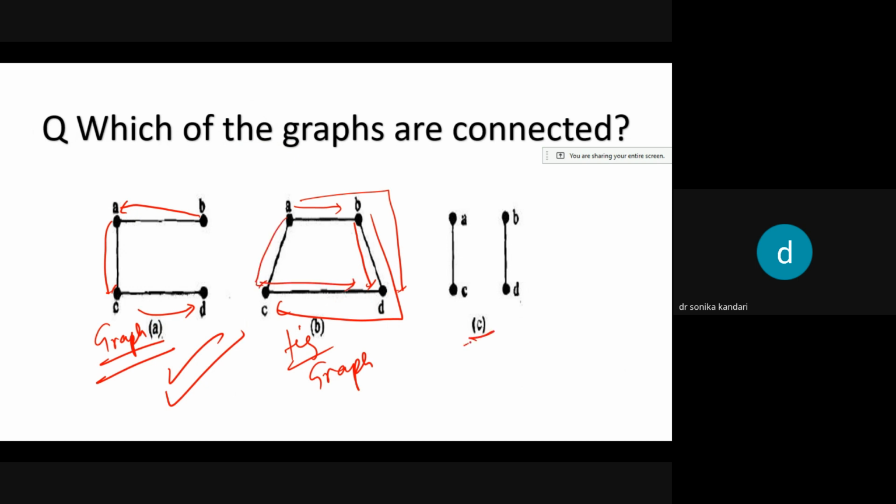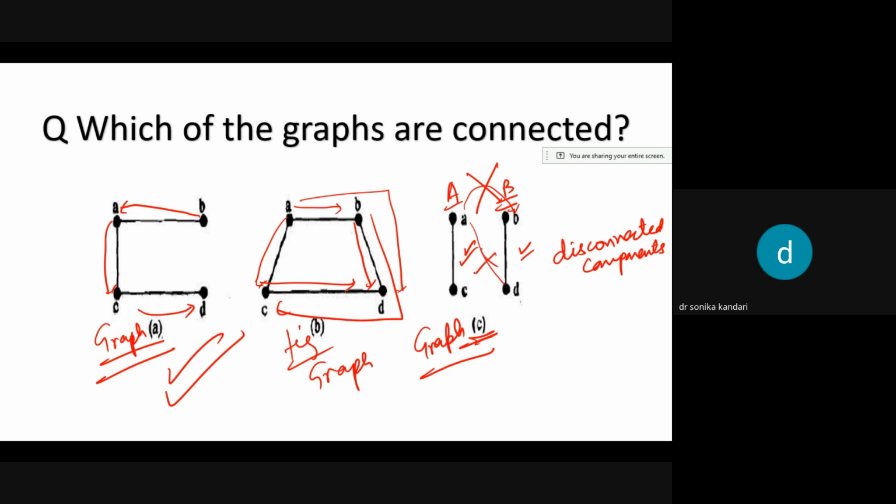Coming back to the third graph, that is graph C. See whether it is having connected components or not. It is not connected. A and B are different sets, so it is containing disconnected components. Can we move from A to B? No. From A to D? No. From B to C? No. D to C? No. Disconnected components. And there are two disconnected components: one is AC and the second one is BD.